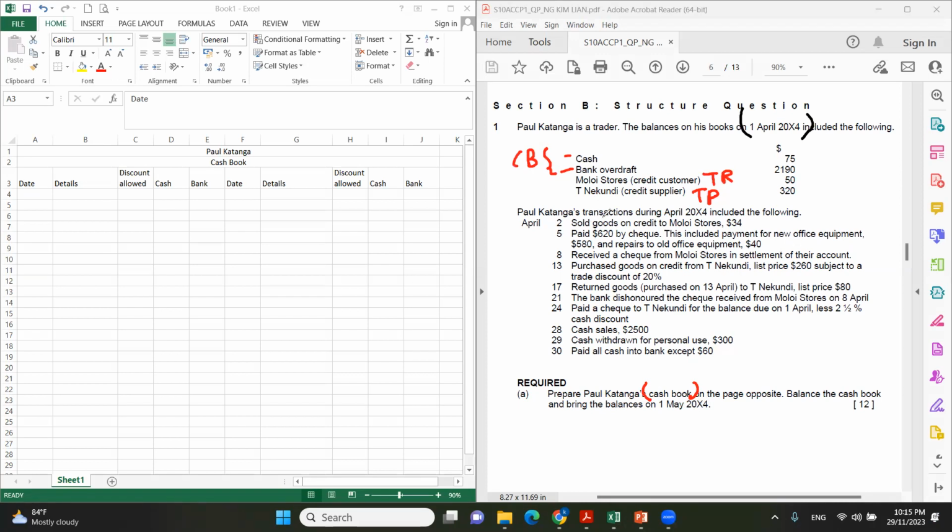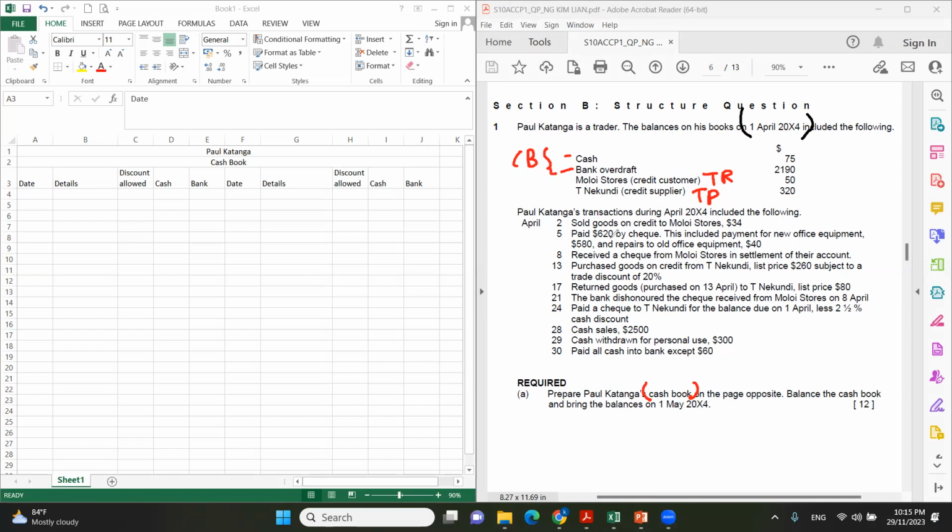For example, April 2nd, sold goods on credit to Molloy store. So the double entry is debit Molloy, credit the sales. So nothing to do with the cash book account.